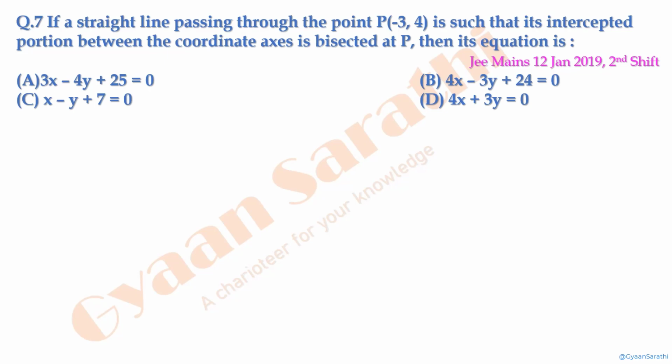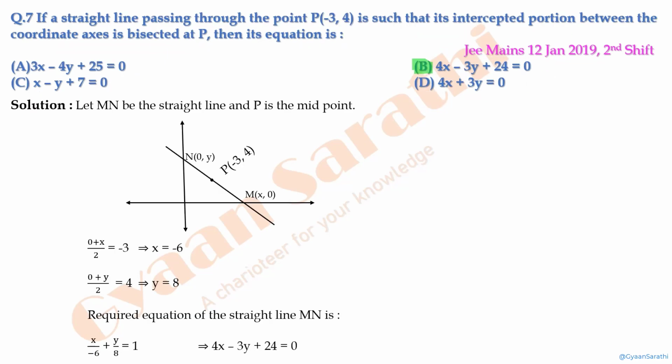Let us see, it is the same question as the previous one. Let's see how to solve this question. This is the rough diagram of the question. Actually this line is in the second quadrant. So this is the line MN and we have to find the equation of the line MN. I have taken M to be the point where it is cutting the x-axis, and N to be the point where the line is cutting the y-axis. Now it is saying that the point P is the midpoint of MN.